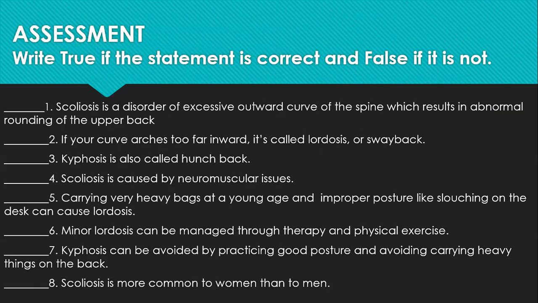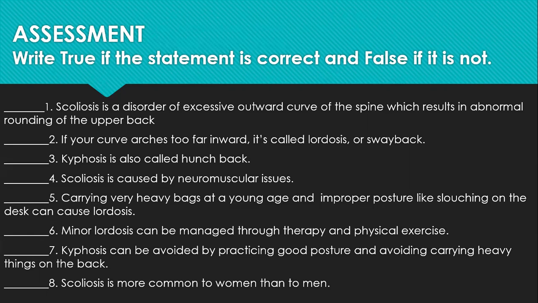Now let's go to our assessment. This will test if you have listened very well to our new lesson for today. Okay, what you do is write true if the statement is true or correct and false if it is not. Okay, ready? Number 1. Scoliosis is a disorder of excessive outward curve of the spine which results in abnormal rounding of the upper back. 2. If your curve arches too far inward, it's called lordosis or sway back.